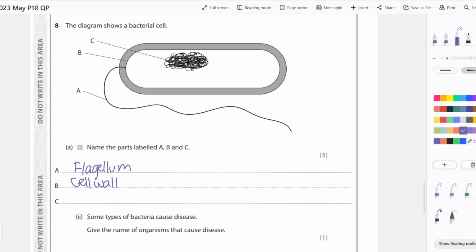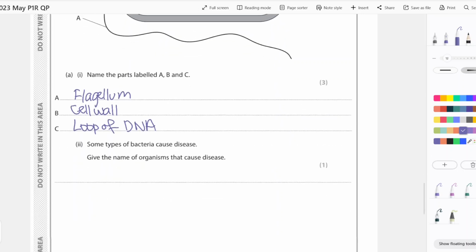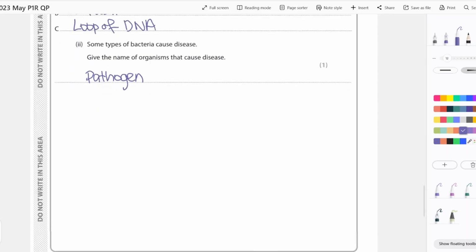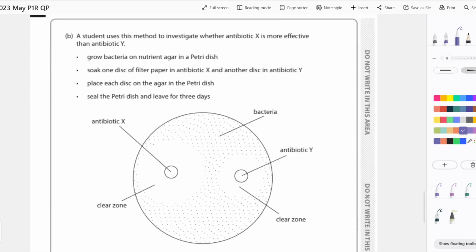And C, that is the loop of DNA, right? So we have the loop of DNA, or you can just say DNA. You can also say genetic material. All right, part 2. Some types of bacteria can cause disease. Give the name of organisms that cause disease. That term is called pathogen. Pathogen. All right, let's move on to part B.